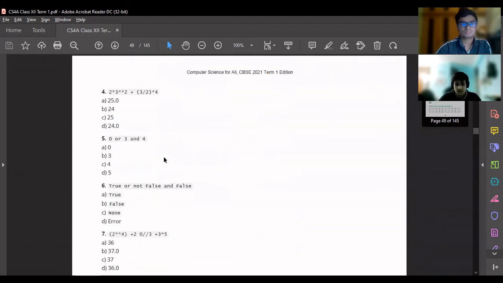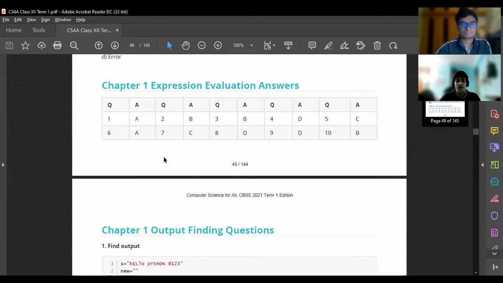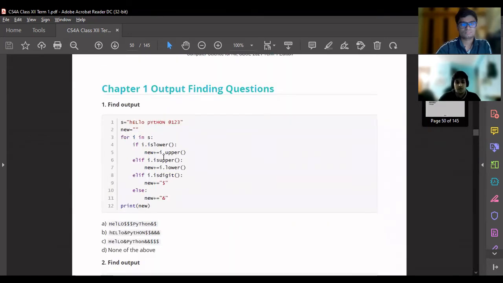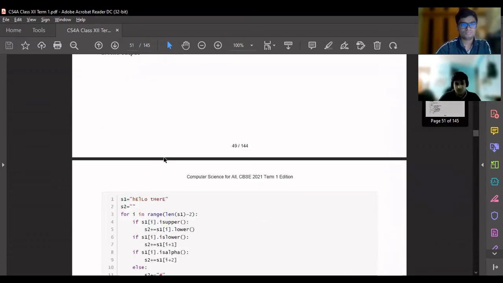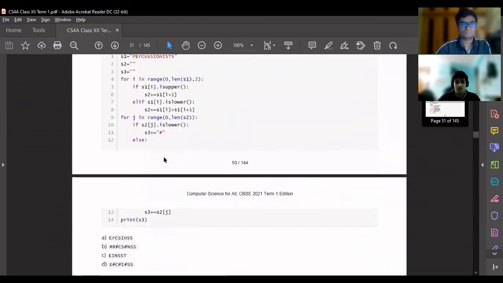So you won't find them in other books as well. And they're strictly according to the pattern that this board has given, according to the sample paper and according to the case-based questions they've released in their document as well. So these questions are very similar to those. So it should be a good practice and good preparation for the board.